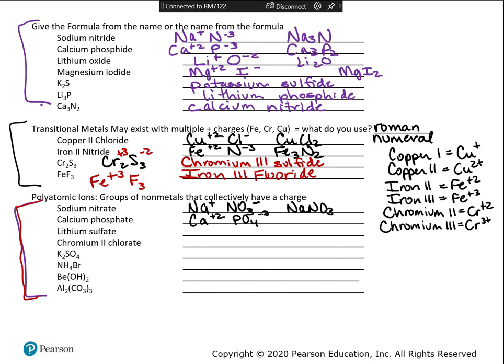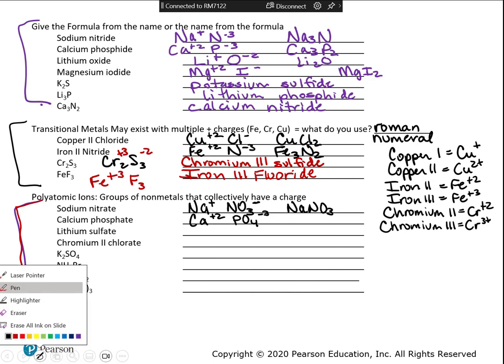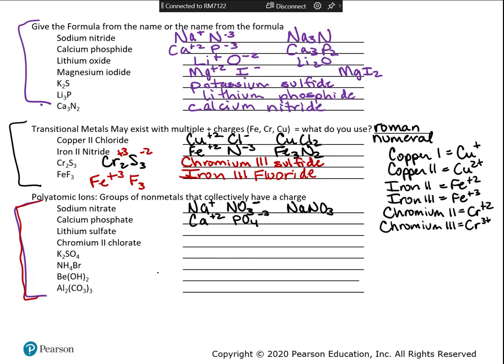Now I got to swap them. So how many calcium do I end up with? 3, because that's the charge on the phosphorus. Okay, so Ca3, how many phosphorus do I end up with? 2, right? Because calcium's 2. But remember, to say that, I've got to say the whole phosphate. So I have to use parentheses, and then I put the 2 outside.